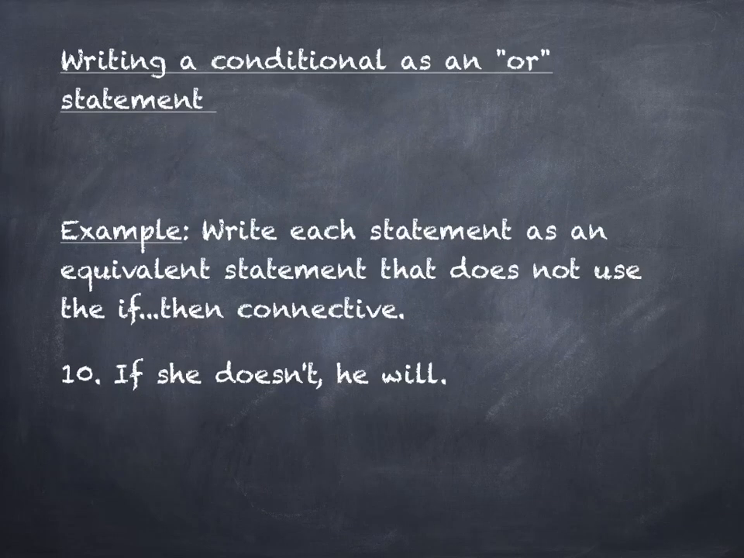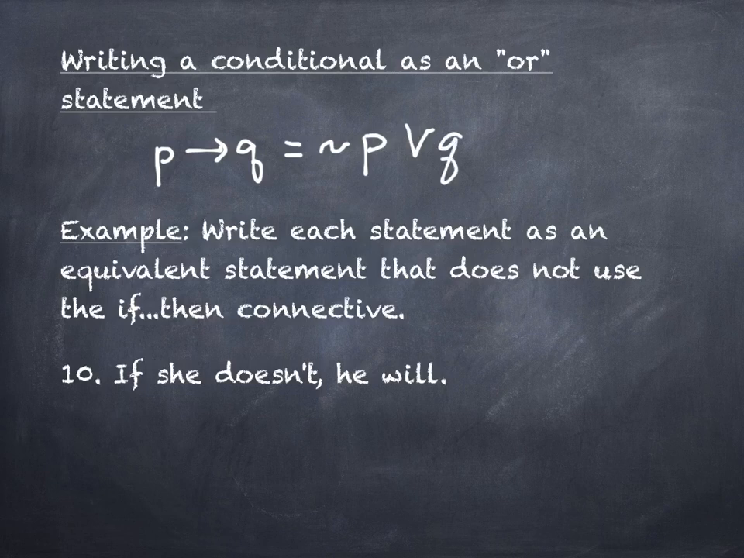All right, there is another way to write a conditional statement as an "or" statement, though, as well. The way that we can write a conditional statement, P arrow Q, without the implication, is that we can write the statement as tilde P or Q. All right, so the example I have here, we're going to add a few words to make sense of it as we're working. But we can see the two statements. She doesn't, and he will.